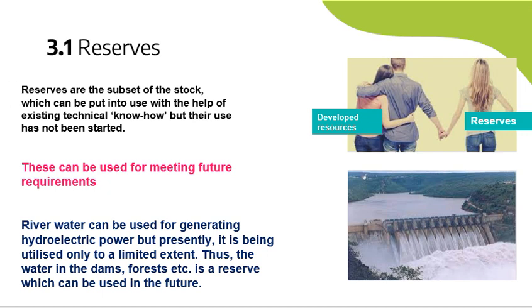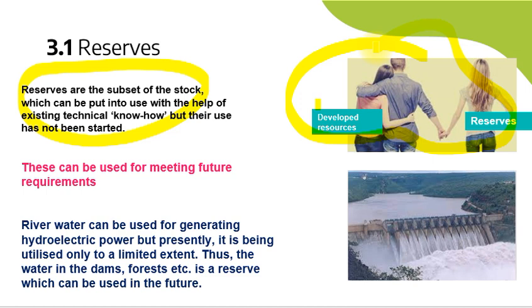For example, हमें इनको use करना आता है but हमने इनको use नहीं किया है just because we want to save them, right? So you can understand it from this image. So developed resource which are being used and reserves which are going to be used in future. They are technically the backup. Okay. So through this image you can understand, I hope. Now moving on to the other thing, that these reserves are basically used for meeting the future requirements, right? For example, river water can be used for generating hydroelectric power, but presently its use is very limited. But later on हम उसको extend कर सकते हैं.